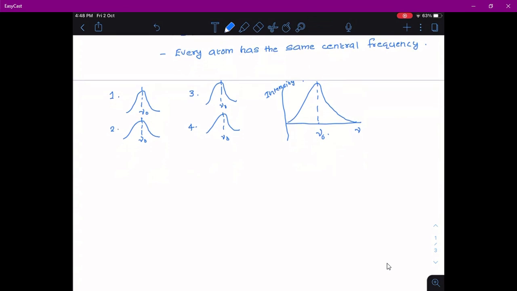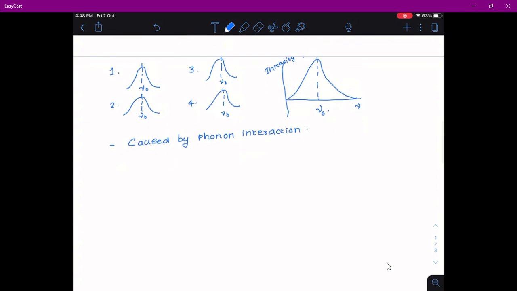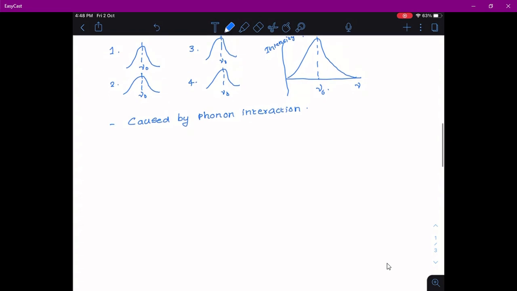Now, what is causing this homogeneous broadening? Homogeneous broadening is caused by phonon interaction. So we have studied what a phonon is. A phonon is basically any kind of lattice vibration that will release, or theoretically give out, a packet of energy called a phonon, and phonon interactions will cause this broadening mechanism in the homogeneous broadening.